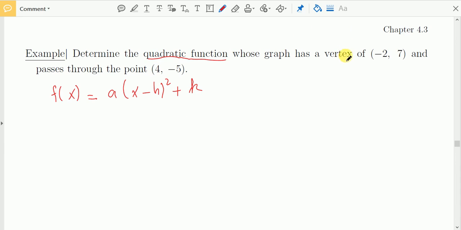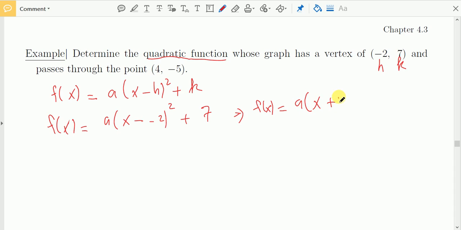And we know that the vertex is given as minus 2 and 7, and the vertex means h and k, right? The vertex is h and k. So you have h and k, now just plug in here. So you have f of x equals a, x minus h, which is minus 2, the whole thing squared, plus k, which is 7. Simplify this one, you should get a(x plus 2) squared plus 7. Now you have everything except a, right? You need to look for a.